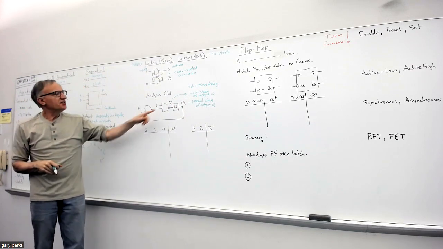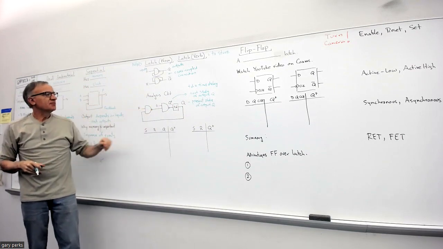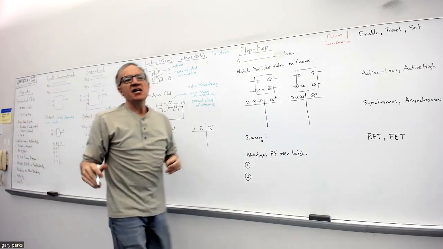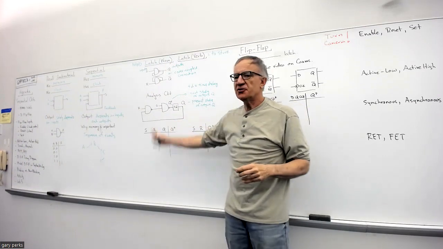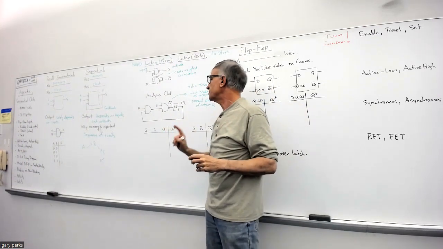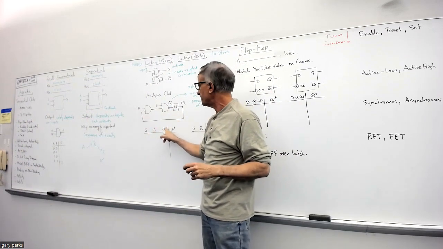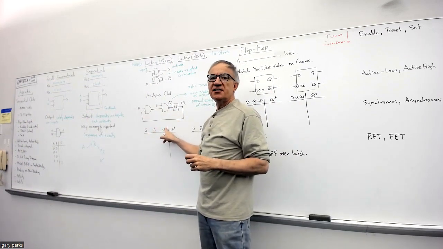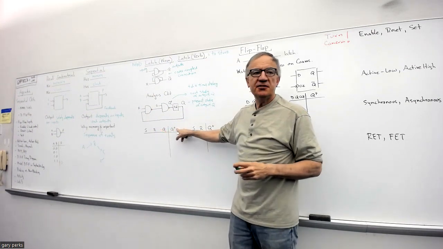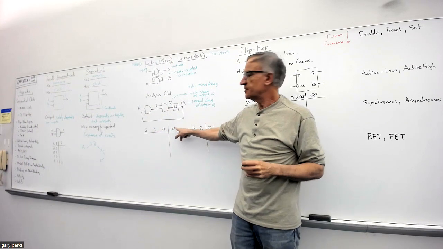Okay. And you can see we've got our two NAND gates. Here's the S input, here's the R input. And now we're going to make a truth table. On the input side of this truth table, we have S and R and also the present state of Q. And on the output side of the truth table is the next state of Q.